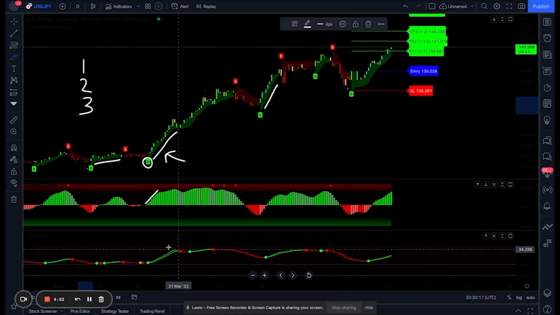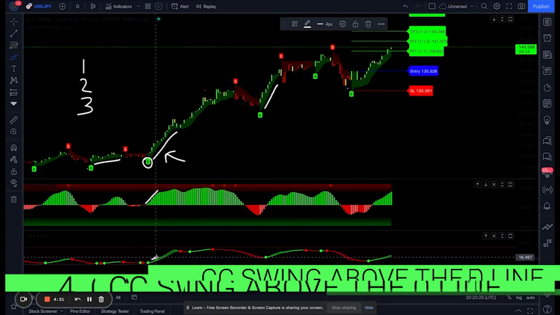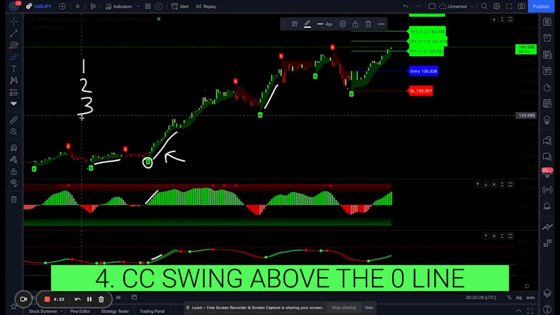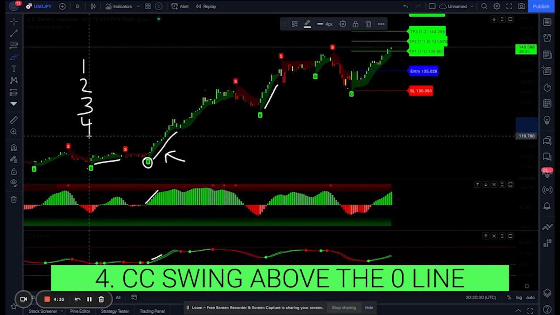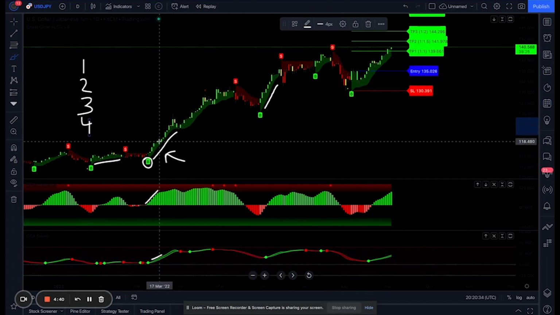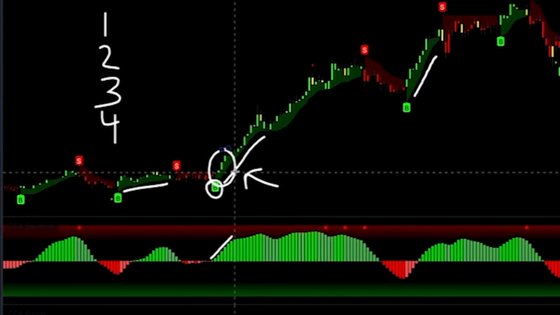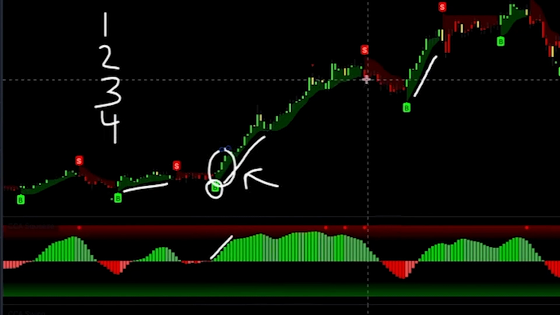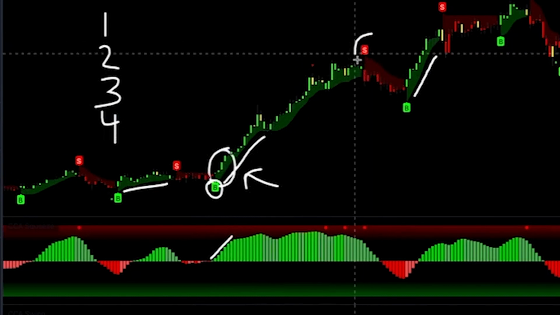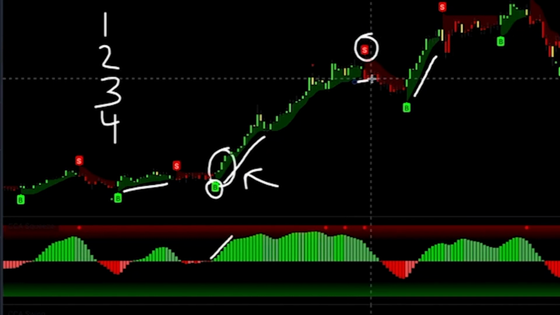So the fourth thing we want in order to take a trade is to see the CC Swing entering a positive trend above the zero line, which we have here. This gives us our 4 out of 4 confirmations, and this would be a solid entry point. We would enter right in above this area here, and we would ride this wave all the way up until we get a sell signal. Once we get a sell signal, we go ahead and exit that trade.